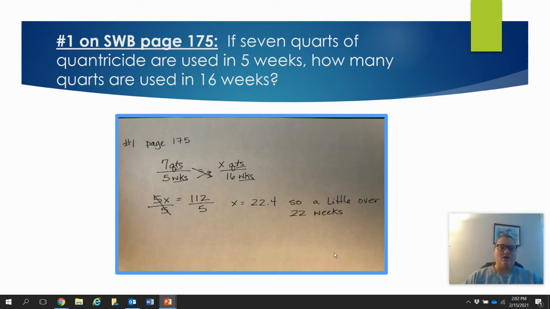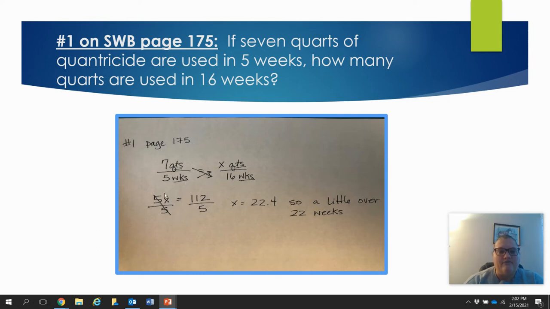The first question on page 175 is: if 7 quarts of quantricide, a cleaner, is used in 5 weeks, how many quarts will be used in 16 weeks? This is typical if you want to know how long something will last, or when you have to reorder it. So we have our 7 quarts that lasted 5 weeks, so we put 7 quarts over the 5 weeks, and then we want to know how many quarts, which is X quarts, will last 16 weeks. That is how you set up quarts, weeks, and now we cross multiply and divide.